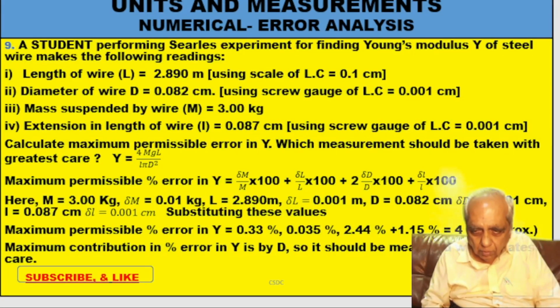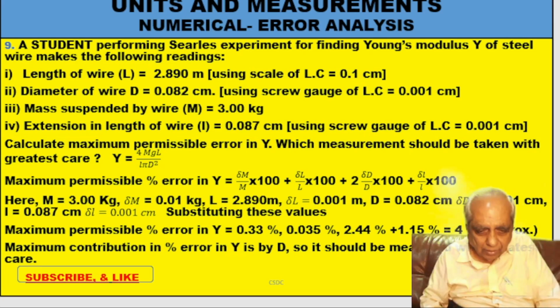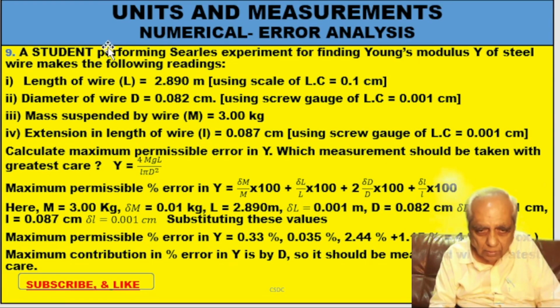Now let us do the last sum of today. The last sum data is quite big. Pay attention. He says the student is doing such an experiment, which we will be learning later on in part 2, for calculating the Young's modulus of steel. So that is why he has given the formula.